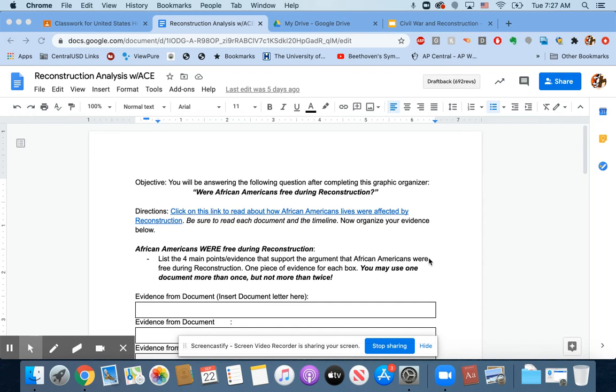After we looked at the Civil War Reconstruction Google slides, your next assignment is to analyze Reconstruction a little bit more closely, and specifically to answer this question: were African Americans free during Reconstruction? So we know that in a legal sense, they were absolutely free. The end of the Civil War led to the passage of an amendment that ends slavery. In fact, it's one of the documents you're going to look at in a second. But that doesn't mean that they were actually free. It really depends on how we interpret that question and the evidence.